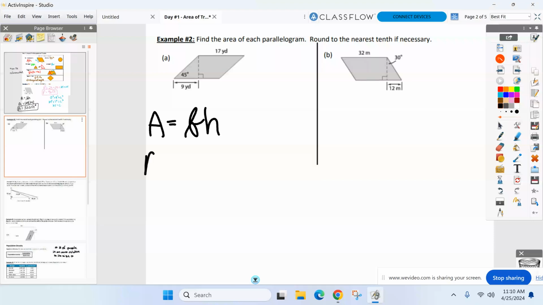17. What is it? The base or the height? Base. Oh, you mean I can have it on top? Yeah, you can. Because if that's 17, that's 17. There's my height. All right, everyone ready to find the height? Let's review, because you guys see this is a 45, 45, 90 triangle.